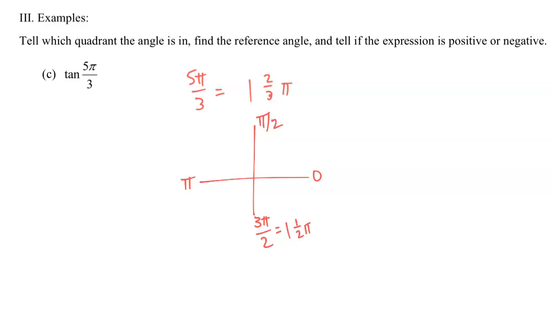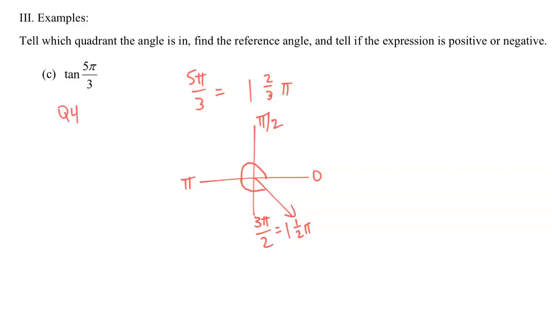And so 1 pi is going to get me onto that negative x-axis, and then if I go another 2/3, that's bigger than 1/2, and so this is going to shoot me past that negative y-axis into quadrant 4, and so this angle is in quadrant 4.